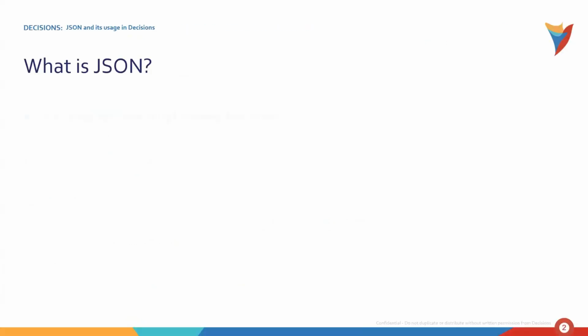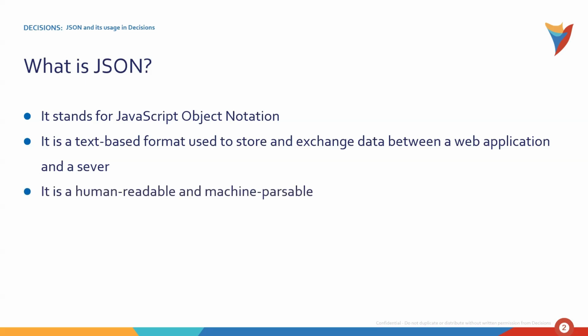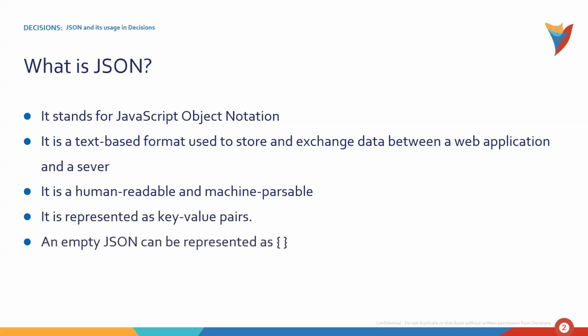What is JSON? JSON stands for JavaScript Object Notation. It is a text-based format used to store and exchange data between a web application and a server. It is a human-readable and a machine-parsable text format. It is represented as key-value pairs. An empty JSON can be represented with empty curly braces.